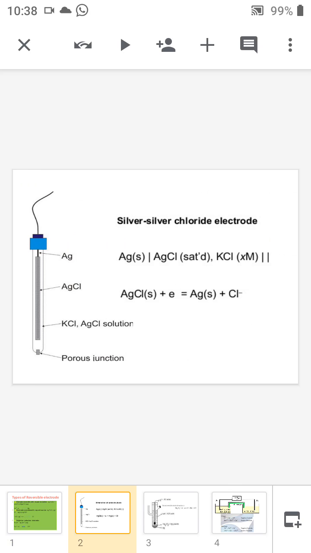And the cell is represented as Ag/AgCl/KCl. This is the simple representation of the silver electrode, in which there is a silver wire which is coated with AgCl, and the entire electrode is filled with a solution of KCl bar AgCl. Either we can use KCl or AgCl, and this is the simple representation of the silver electrode.